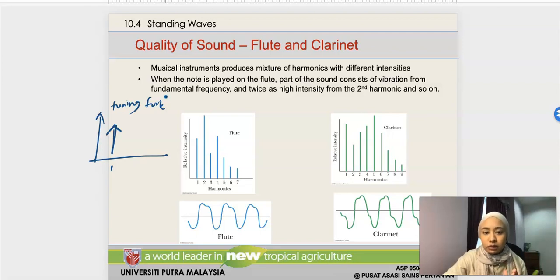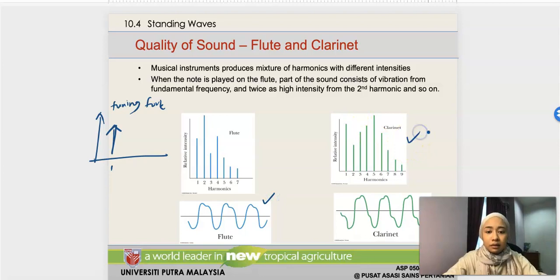However, for the flute, a note is a mixture of the first harmonic, the second harmonic with slightly higher intensity, the third harmonic slightly lower. So it's a mixture of harmonics of different intensities or different amplitudes. So you get a profile that looks like this. Okay, so that is for the flute.